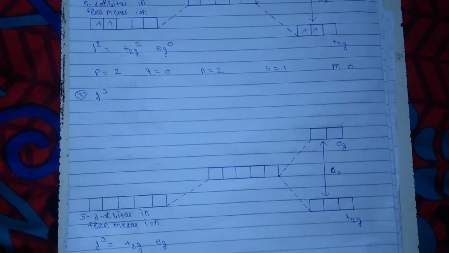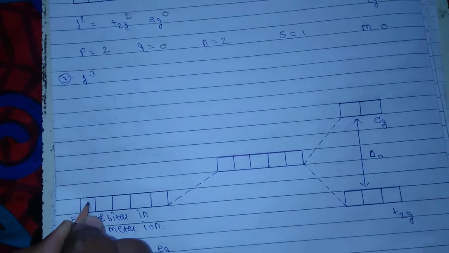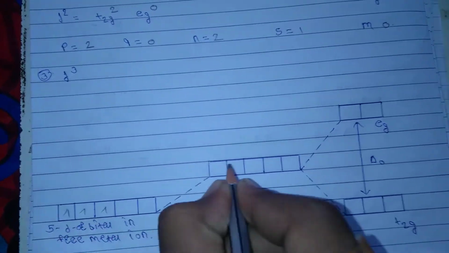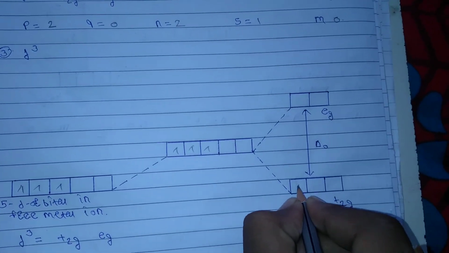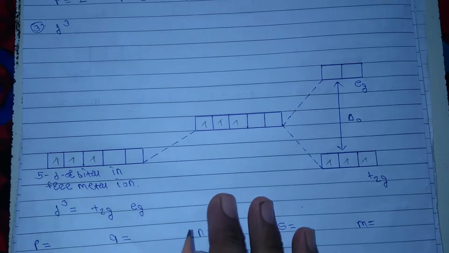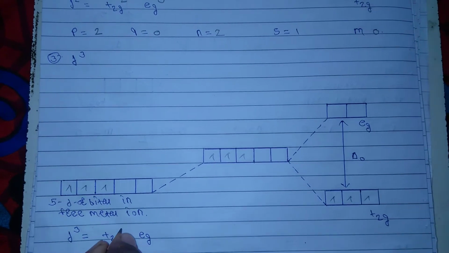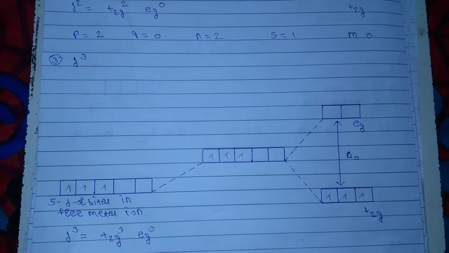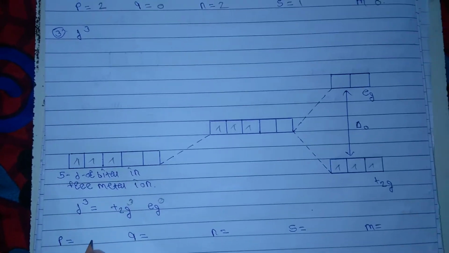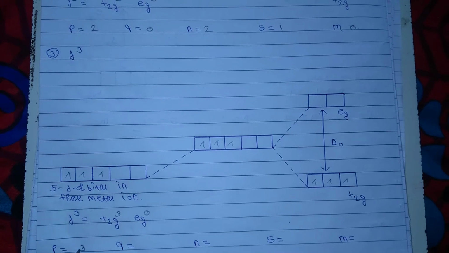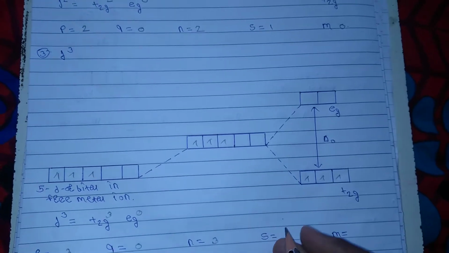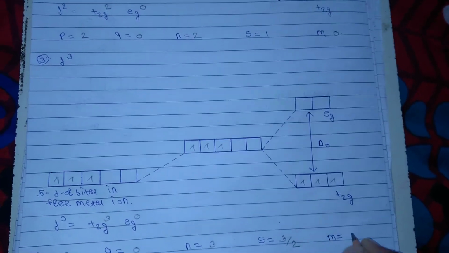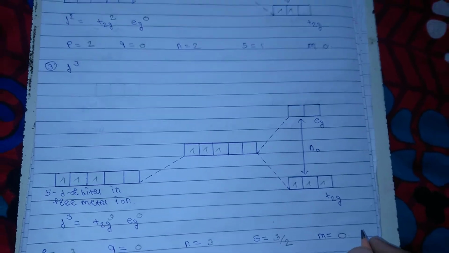Third example, d3. In the d orbitals there are 3 electrons. These are hypothetical degenerate d orbitals. These 3 electrons go in the t2g set. In the distribution of the d electrons, t2g is equal to 3 and eg 0. So find the value of P. P means the number of electrons present in t2g, which is 3. Q means the number of electrons in eg, which is 0. Number of unpaired electrons is 3. Resultant spin is 3 by 2, and M is equal to 0.